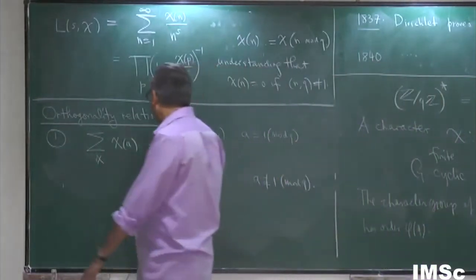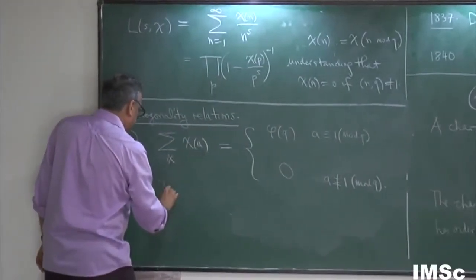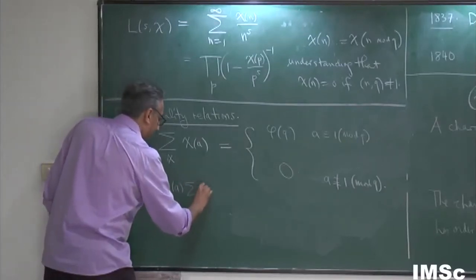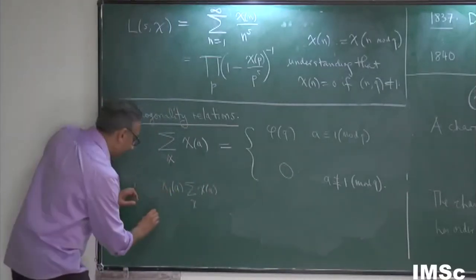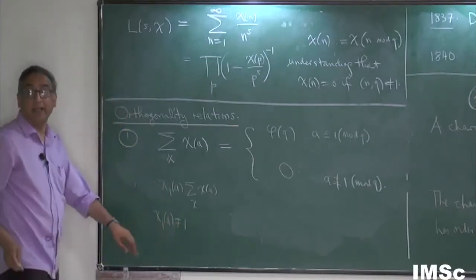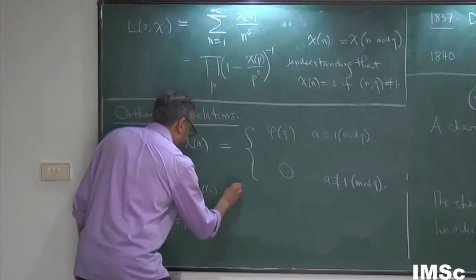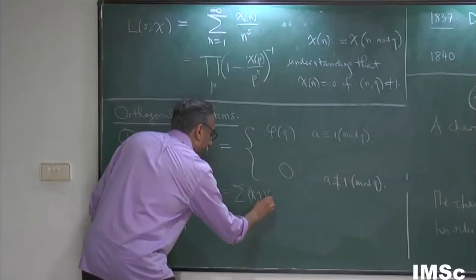So what happens is if I were to prove the second point, if I multiply by chi 1 of A, the whole sum, where I've chosen chi 1 in such a way that chi 1 of A is not 1 because A is not 1, right? So because A is not 1, there exists a non-trivial character such that chi 1 of A is not 1. This sum can be thought of as chi 1 times chi of A.